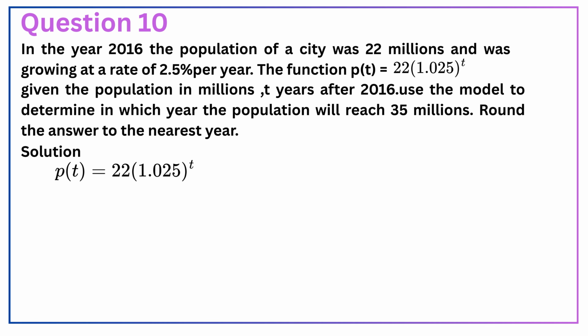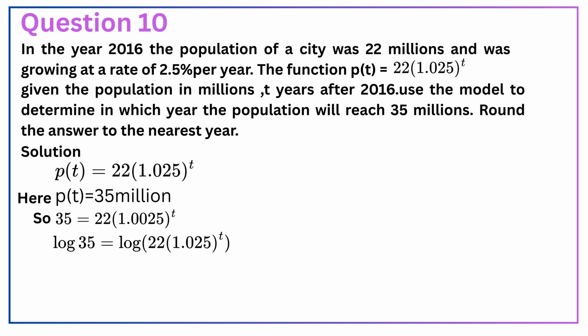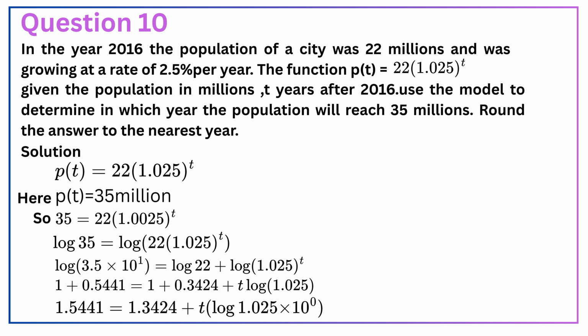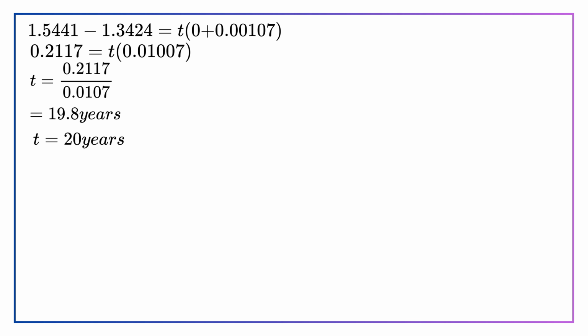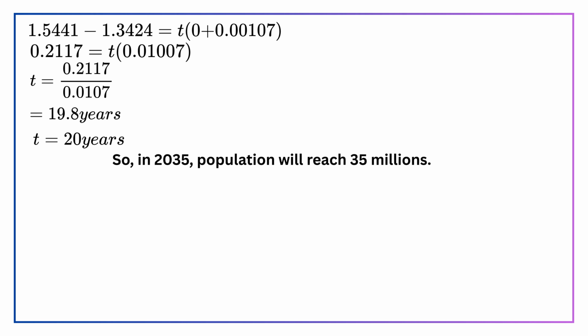From the statement, given data as p of t equal to 22 into 1.025 to the power t and 35 millions. So, take log of both sides. Apply product and power laws. By simplifying, we got t equal to 20 years. So, in 2035, population will reach 35 millions.